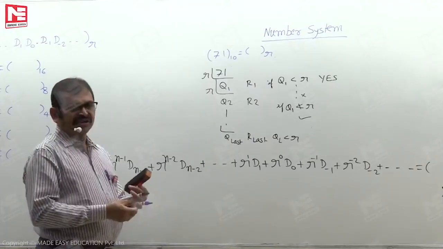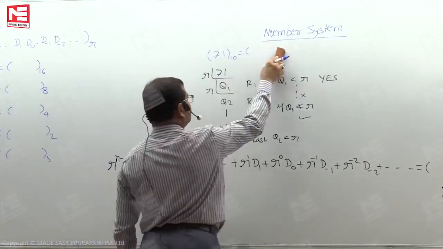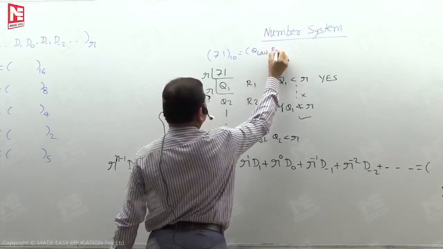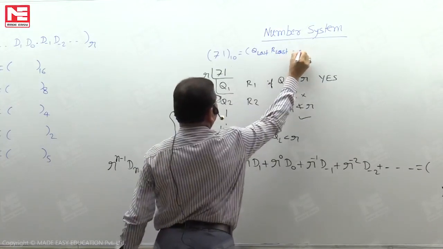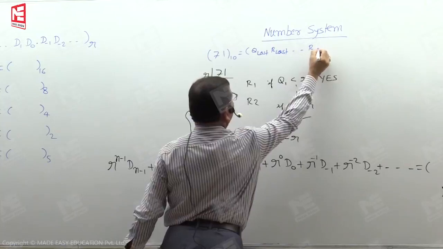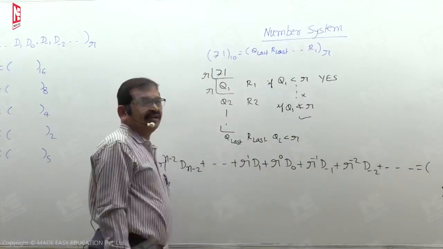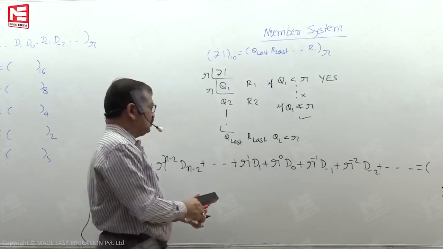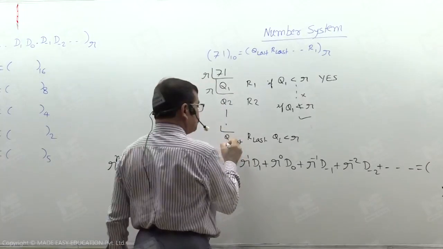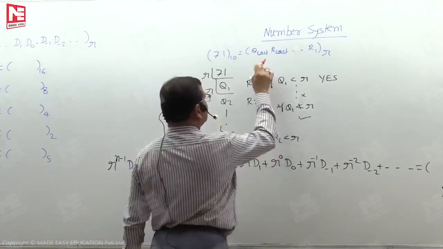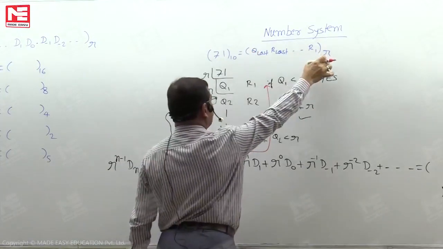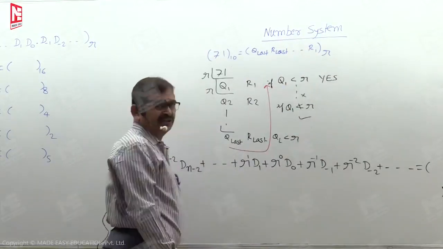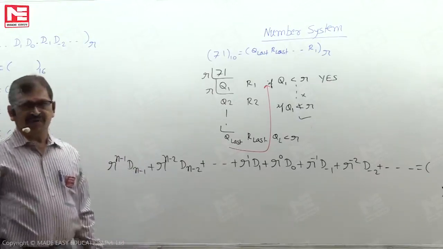From this, the equivalent radix-r number will be Q last, R last, and so on, up to R1. This is the equivalent radix-r number for the given decimal integer part. The last coefficient is the most significant digit of the radix-r number, and the first remainder is the least significant digit. So this is the work involved.